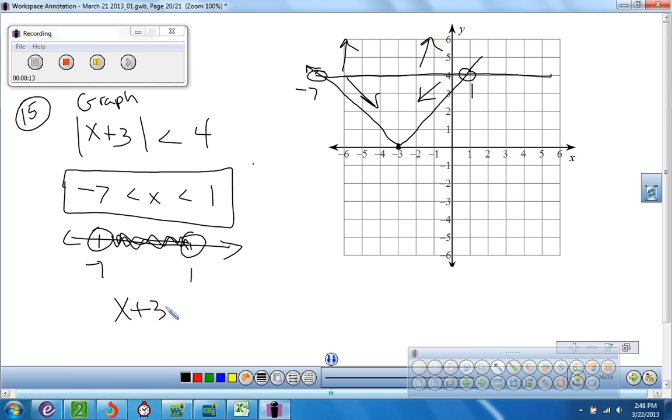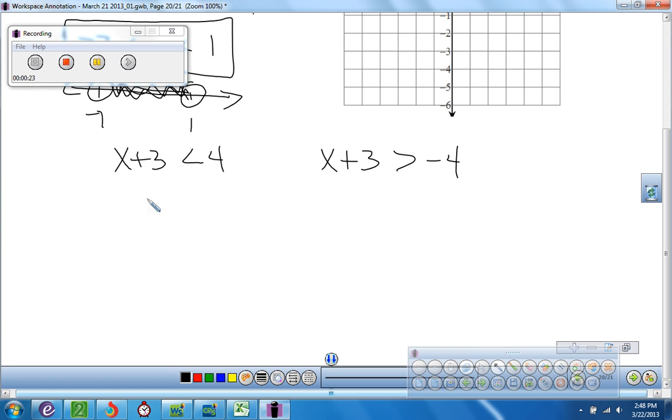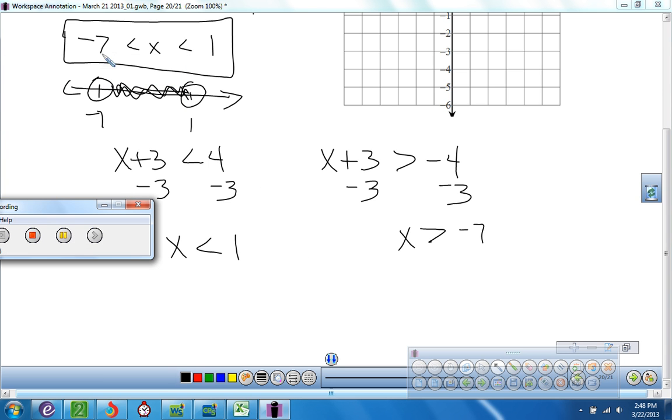So let's take x plus 3 is less than 4. X plus 3 is less than negative 4. Okay, because we have to take into consideration if it was positive or negative. So we'd subtract 3 here, so we get x is less than 1. Subtract 3 here, and we get x is greater than negative 7. So we come up with the same answer we did here. X has to be between negative 7 and 1.